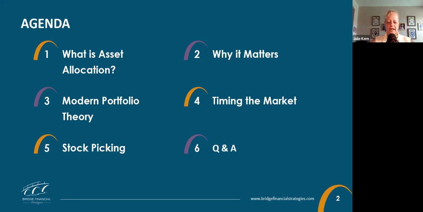And then fourth and fifth are the two biggest areas where I see people making mistakes as they're making their own investment decisions. So the first one is timing the market, and the second one is stock picking. These are two areas where I think it sounds attractive and conceptually people feel like they can do it, but in reality, it's not something that's sustainable, at least not over a long time horizon. And then, as I mentioned, finally, we'll have Q&A at the end.